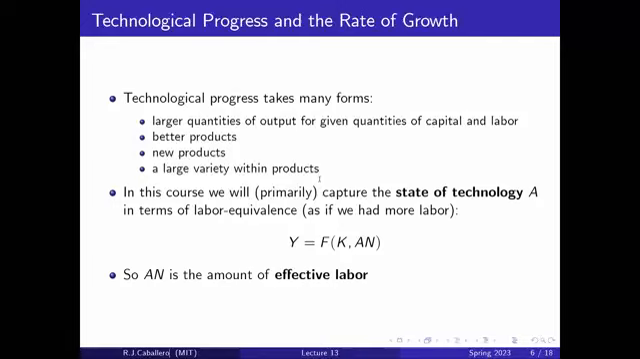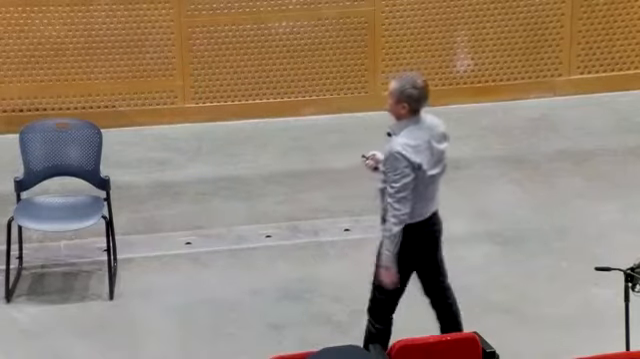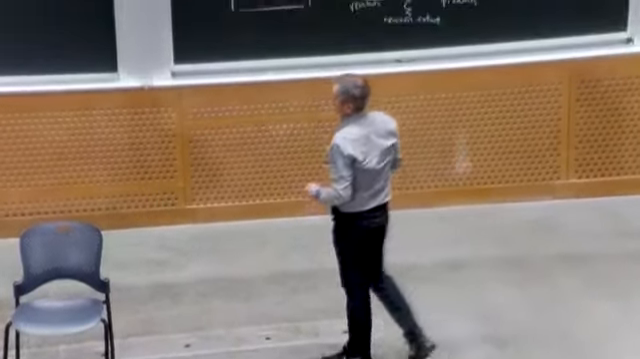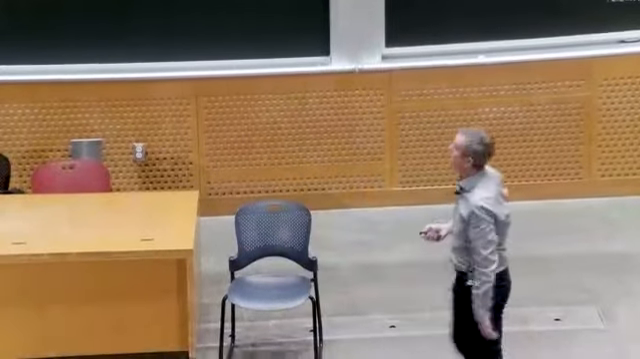Now, in practice, technological progress takes many, many forms. At the most basic level, it means that you can produce larger quantities of output, and that's really the meaning we're going to use here. Larger quantities of output for the same amount of capital and labor. Okay? So you have 10 machines, 10 workers. Technological progress means, well, you used to produce 12 units, now you're going to produce 14, 15, and so on and so forth. That's one of the main ways technological progress shows up. We can do more with the same, if you will.